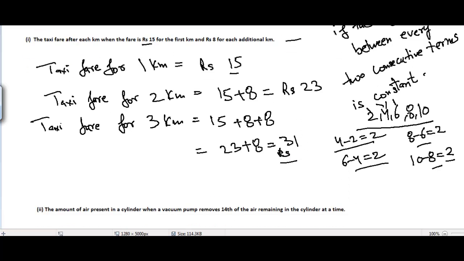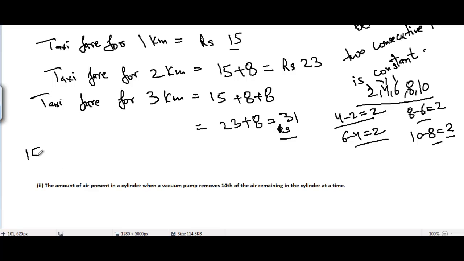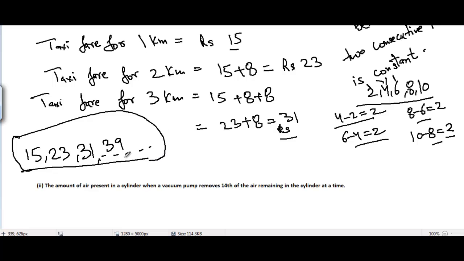So we have a sequence here, something like 15, 23, 31 and so on. And the next term would be actually 39. If we add 8 to this 31, we get 39, which would be the taxi fare for 4 kilometers. And similarly we will keep adding rupees 8 for each additional kilometer. So we will get a sequence something like that. So now, looking at this sequence, we can decide if it is an AP or not.